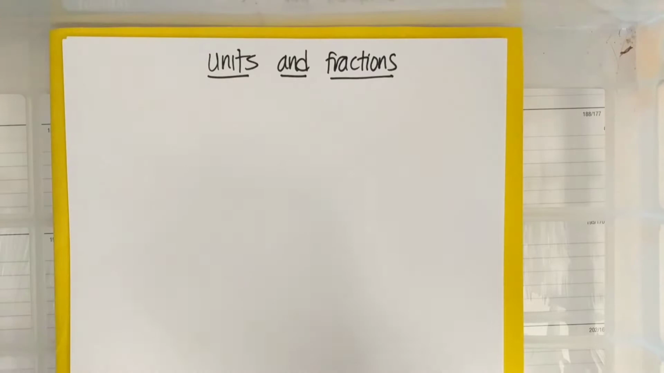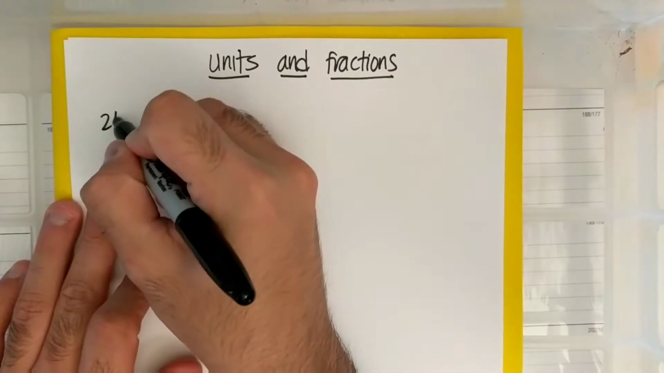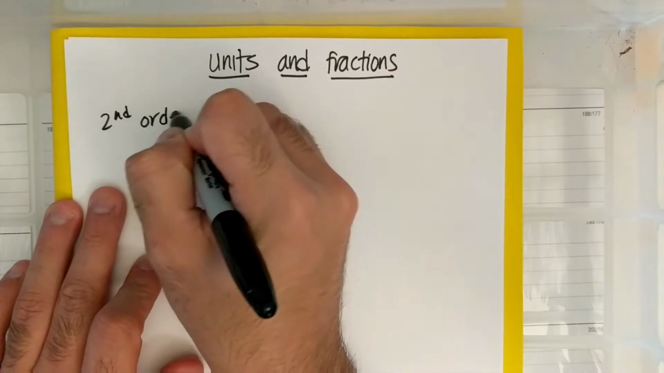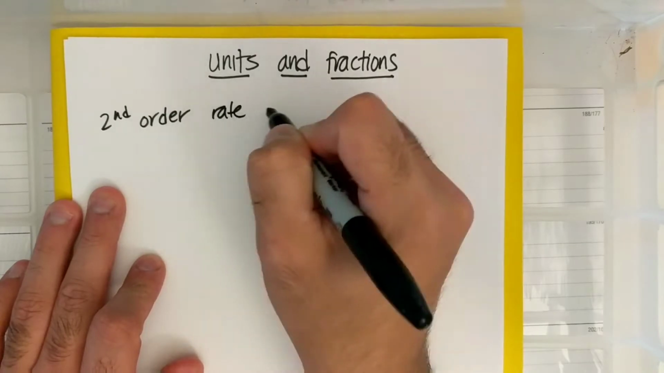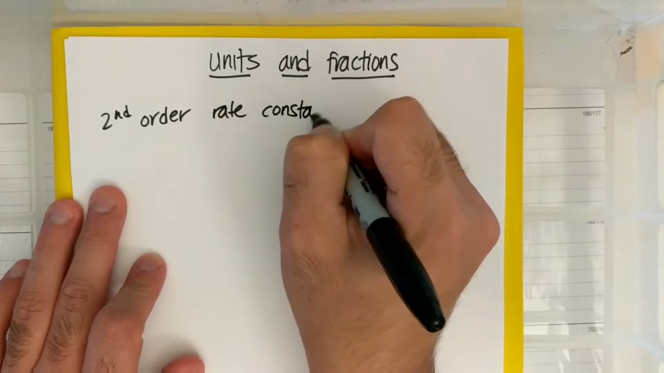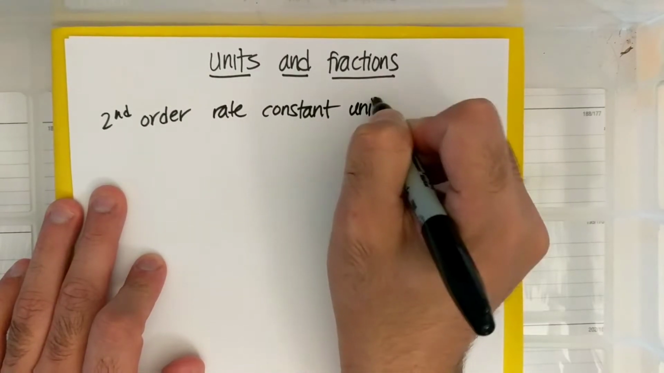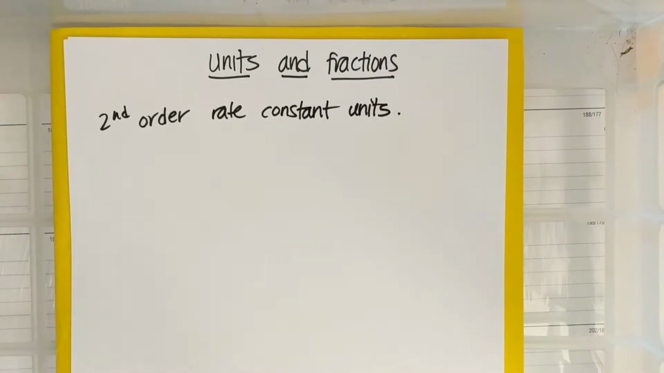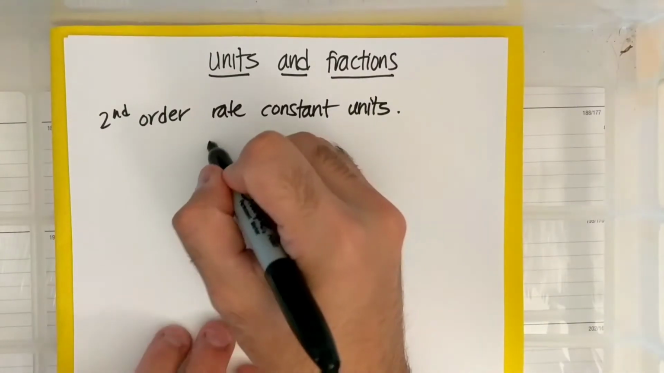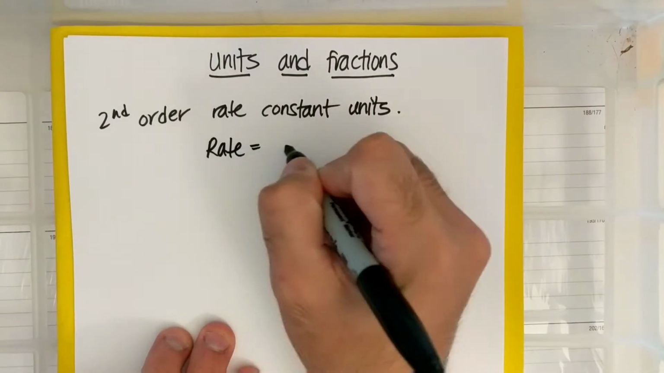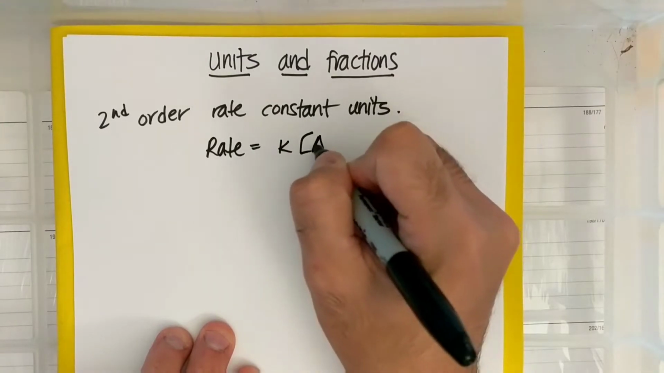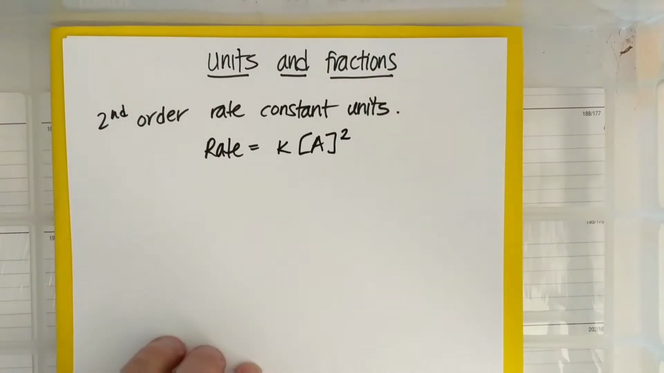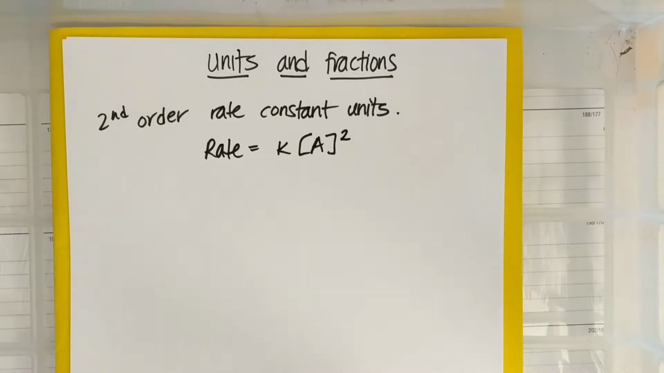So first, let's say I'm looking for the second order rate constant units. If I want to write a rate law that's second order, simply I'll just do rate is equal to K concentration of A squared, and we know that that 2 means second order.